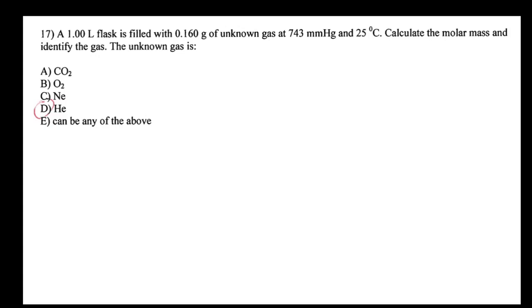Number 17. A 1 liter flask is filled with 0.16 grams of unknown gas at 743 millimeters of mercury and 25 degrees Celsius. Calculate the molar mass and identify the unknown gas. Ooh, that's fun. Okay. So just looking at the numbers they give us in terms of an ideal gas law, they give us a volume, a pressure, and a temperature. So looking in terms of PV equals nRT, we know all the other ones, so we can calculate the number of moles. So we'll start there.